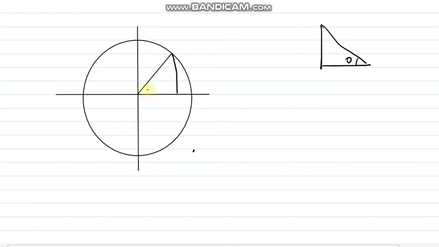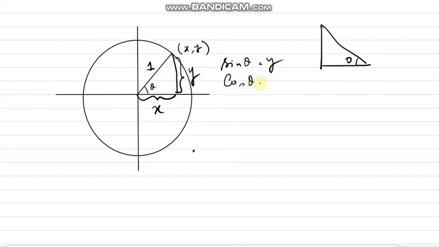Just check. If this is theta, and this quadrant is x comma y, as I said, this is a unit circle, so this will be 1. So from the coordinate geometry, can we say this is x and this will be y? So can we say that sine theta is equal to y divided by 1, which is y, and cos theta is equal to x divided by 1, which is equal to x.